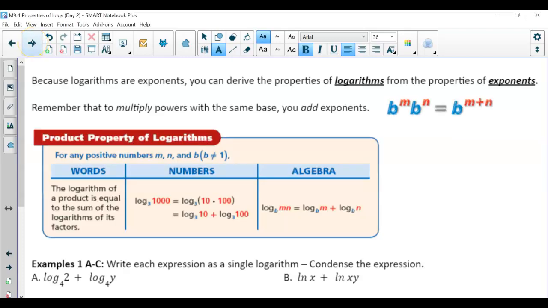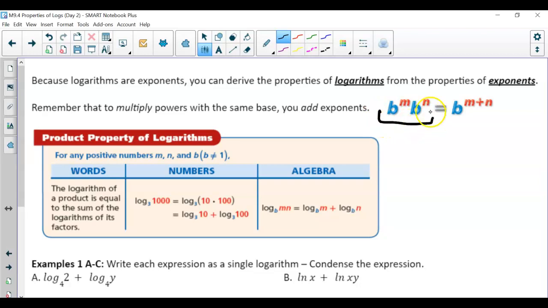So the first is linking back our properties of logs to properties of exponents. Just recall whenever we were solving or simplifying, and we had the same base, when we were multiplying, we would always add the exponent. So now going the other direction for the log, when we're adding, we're now going to multiply. That's the sign for multiplying, hence the product property of log.